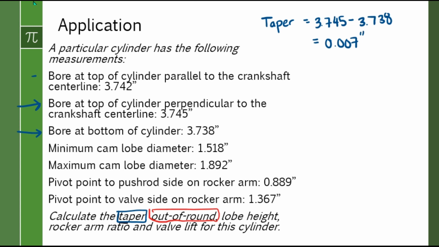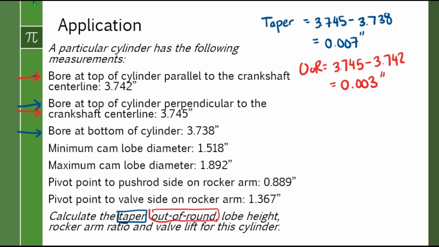Moving on, out of round in red. For out of round, I need to compare the bore at the top of the cylinder in 2 different directions, parallel and perpendicular to the crankshaft. So I'm going to use this measurement and this measurement. Out of round, big minus little, so 3.745 minus 3.742. Here we go, 0.003 inches.